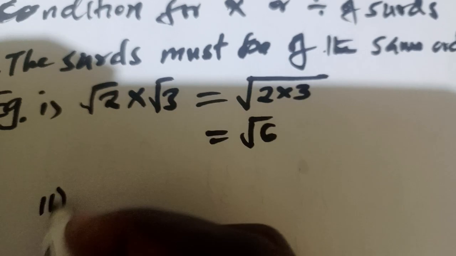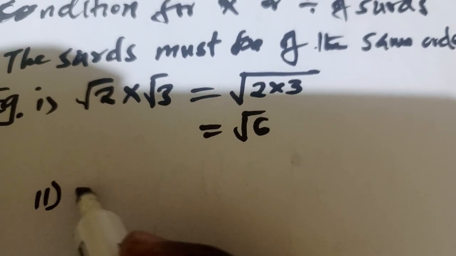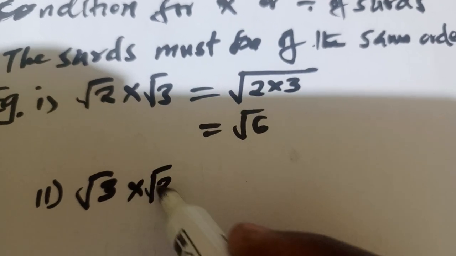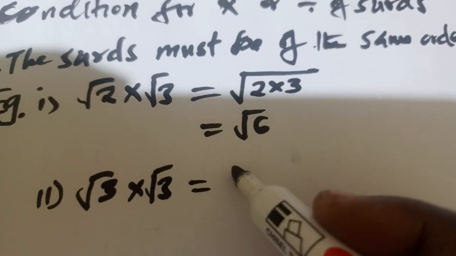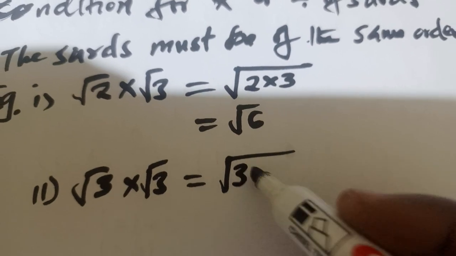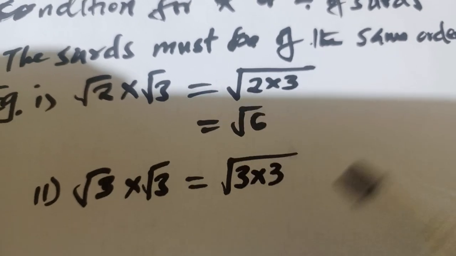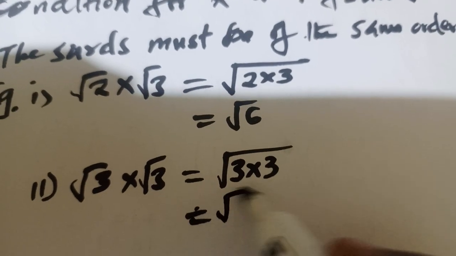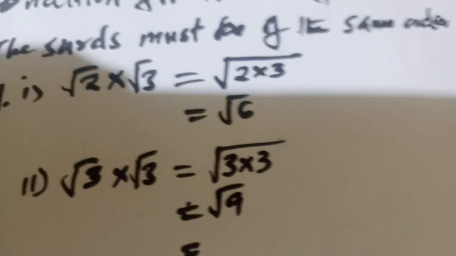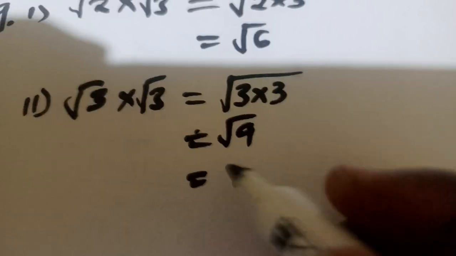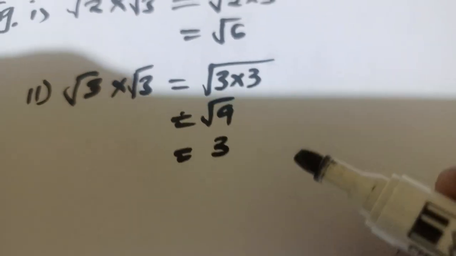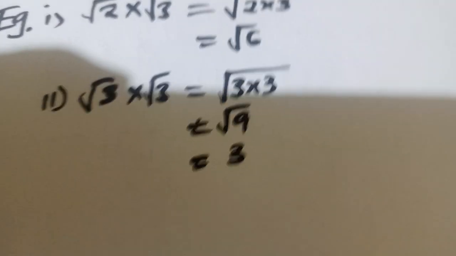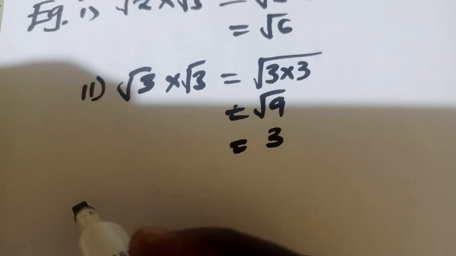If we have a repeated surd, like say root 3 multiplied by root 3, this is still the same thing, 3 multiplied by 3, which gives us root 9, and we know if we consider the positive side, root 9 is actually a rational number, which is 3.